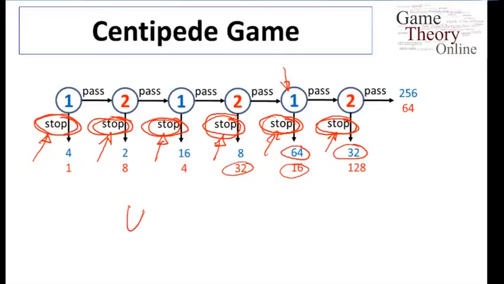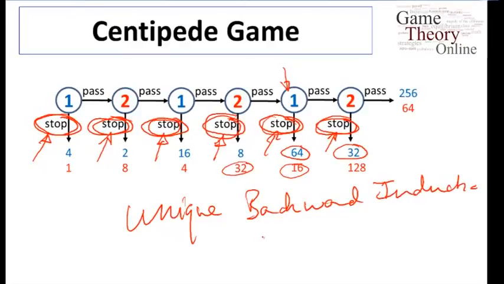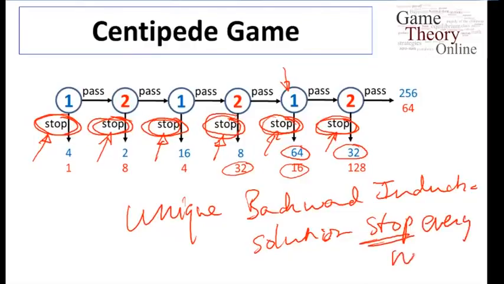So now we have a unique backward induction solution, which is stop at every point, so every node. So we end up with something which is different from the Nash equilibrium. In this case, the outcomes are exactly the same in terms of stopping at the first node, so the payoff predictions are the same, but the actual strategies are one of many Nash equilibriums. So this is a Nash equilibrium, but it's one of many Nash equilibria.